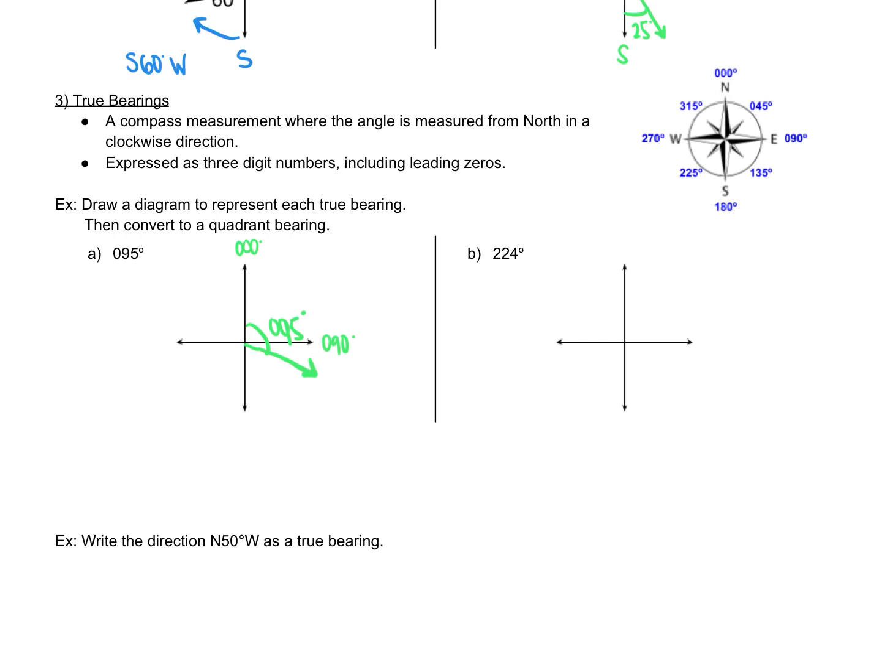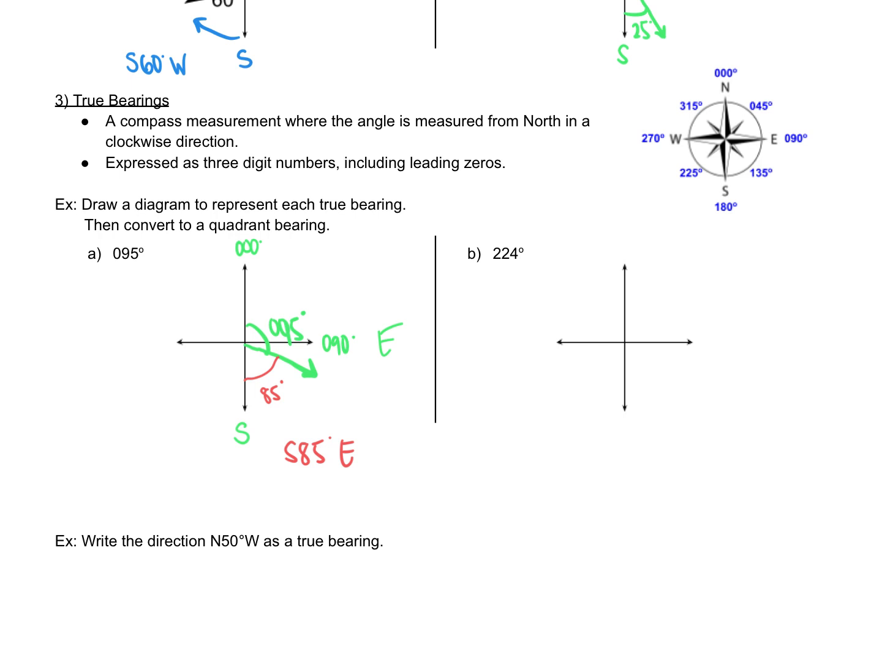And if we want to convert this to a quadrant bearing as well, we know we're starting towards the south and going towards the east. Now I do need to solve for this angle here, and I know this entire angle should be 180. So 180 minus 95 is 85 degrees. So that means we can write 95 degrees as south 85 degrees east as well.